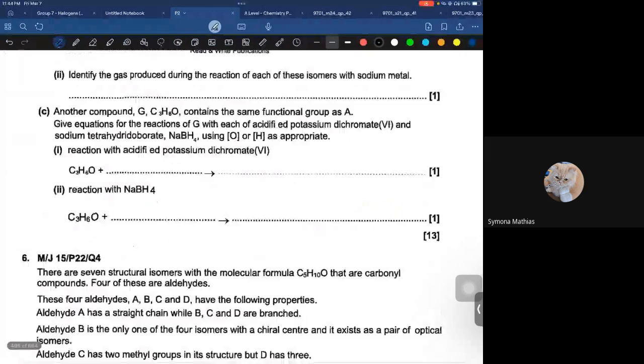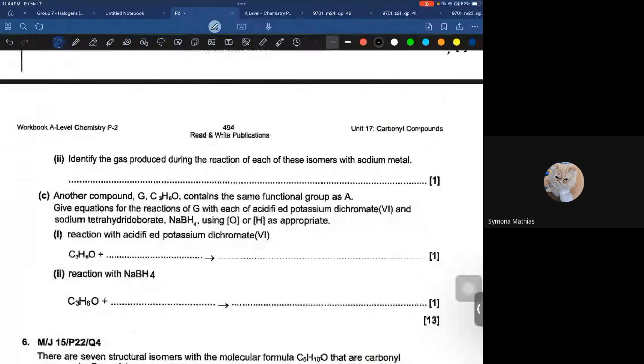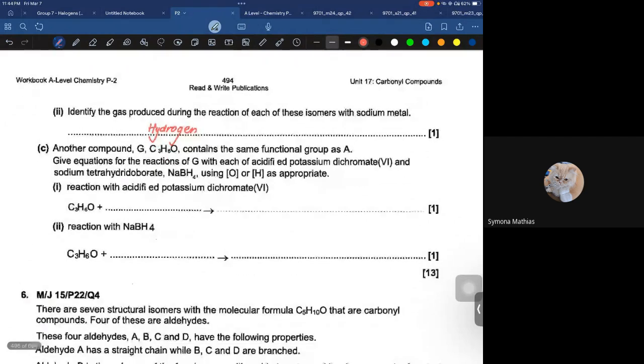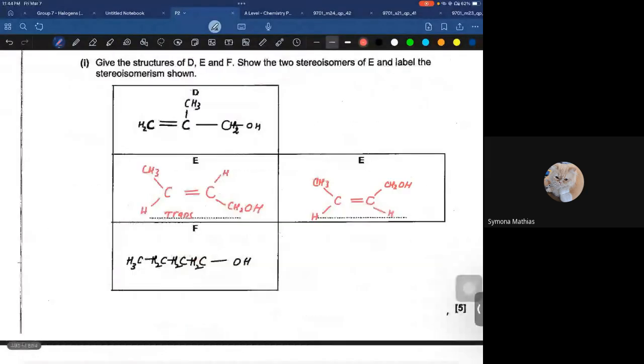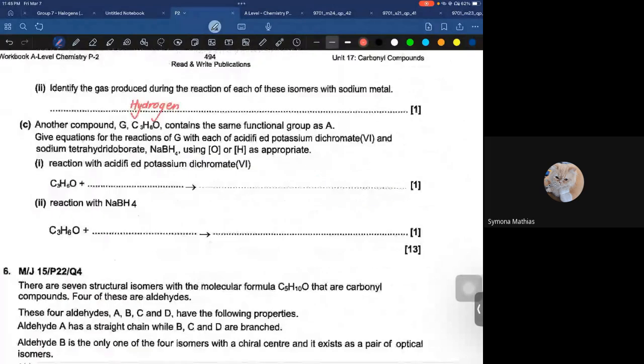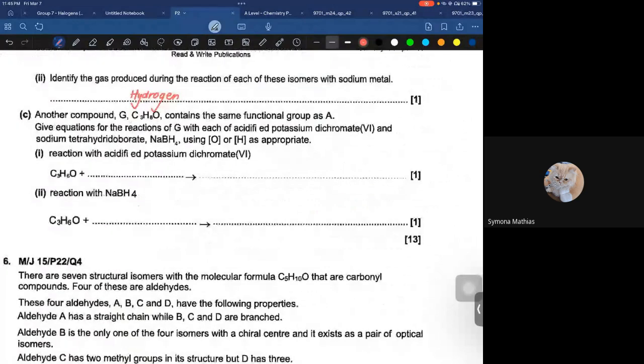Then identify the gas produced during the reaction of each of these isomers with sodium metal. Is this even a question? Hydrogen gas. Another compound G, C3H8O, contains the same functional group as A. What was in A? In A you had aldehyde. Okay, aldehyde. Give equations for the reactions of G with each of acidified potassium dichromate and sodium tetrahydroborate, or you can say sodium borohydride.